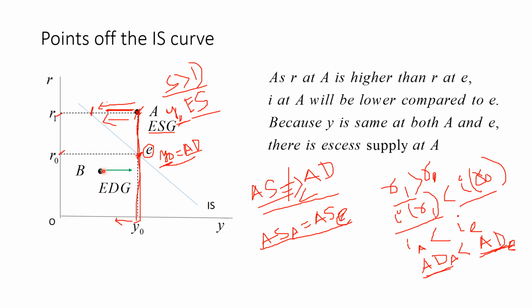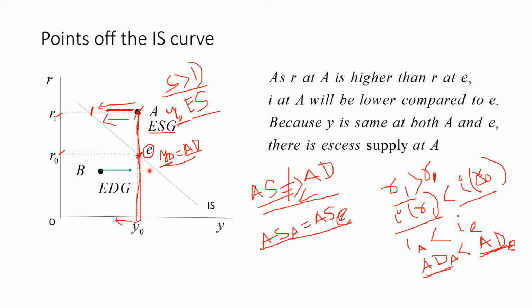At B, you will have a lower interest rate compared to the comparable point on the curve. So you will have higher demand at B than at the equilibrium point, and therefore there will be excess demand for goods. If there is excess demand in the goods market, supply is lower and demand is higher, so the producers will try to produce more to utilize that excess demand. So income will rise. That means you will move horizontally like this towards this IS curve. This is how the movement will happen.